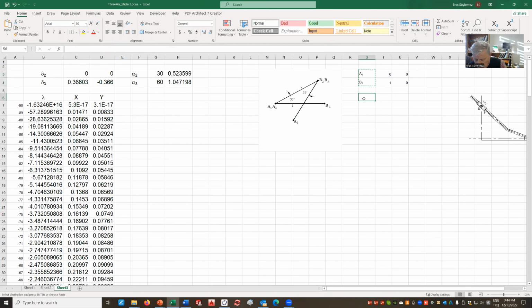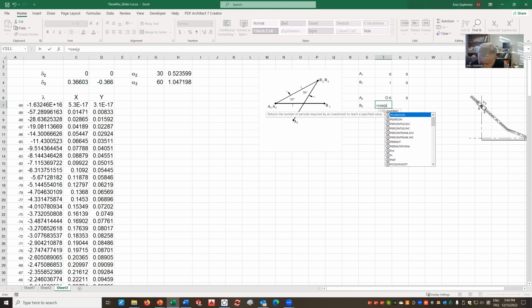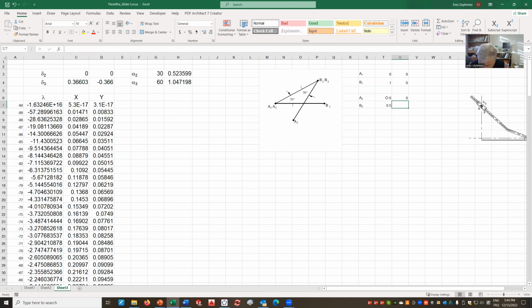Copy, paste, change 1 to 2. A2 is 0, 0. B2 is cosine of pi over 3, close parentheses, and sine of pi over 3. That's the location of B2, B3.